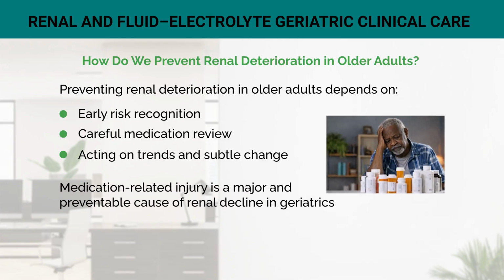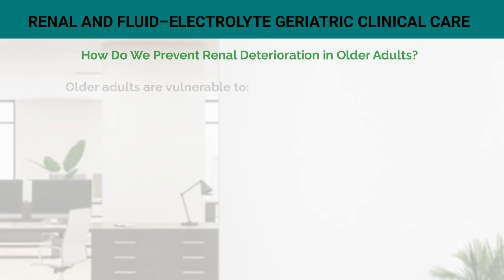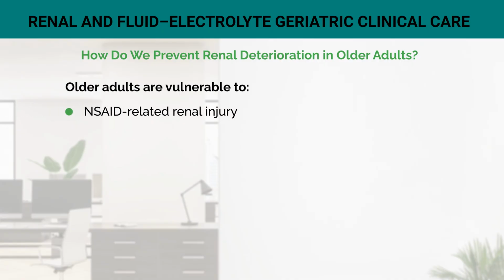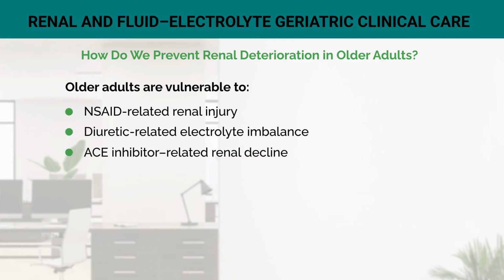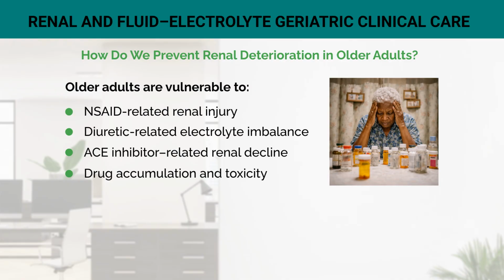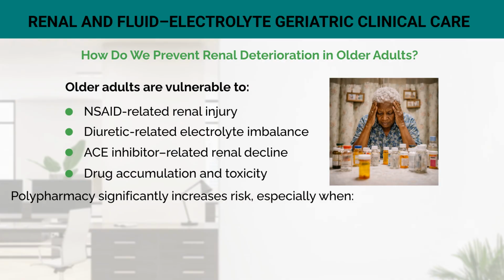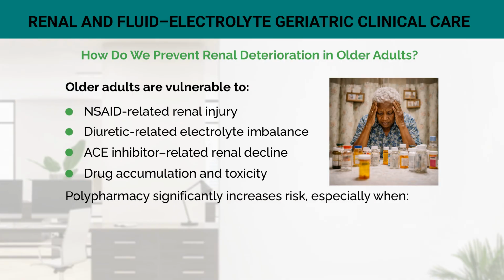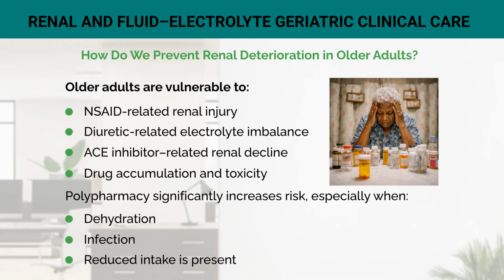Medication-related injury is a major and preventable cause of renal decline in geriatrics. Older adults are especially vulnerable to NSAID-related renal injury, diuretic-related electrolyte imbalance, ACE inhibitor-related renal decline, drug accumulation, and toxicity. Because renal clearance declines with age, polypharmacy significantly increases risk, especially when dehydration, infection, or reduced intake is present.